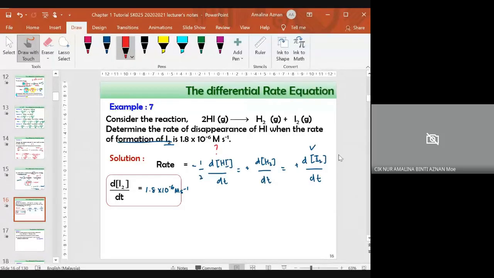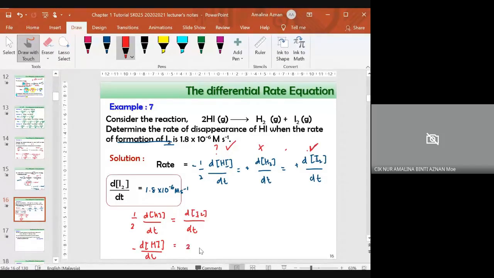Okay, so perlu kisah ke hydrogen? Tak perlulah sebab kita dah ada dua value ni. Kita dah ada value this one, I2. So kita boleh compare this one dengan this one. So 1 over 2 over dt is equals to this one, rate of formation untuk I2. Okay, so just do the maths untuk cari berapa rate of disappearance untuk ni.